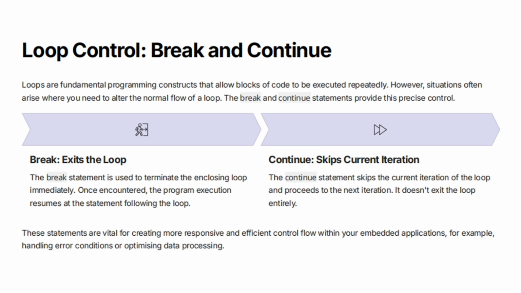Continue: skip current iteration. Unlike break, the continue statement doesn't exit the loop. Instead, it just skips the remaining code in the current iteration and jumps straight to the next one. This is very useful when you want to bypass certain data points, like skipping faulty sensor readings while still processing the rest of the loop.